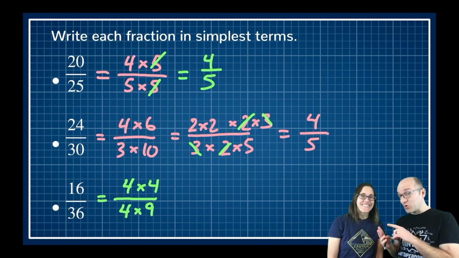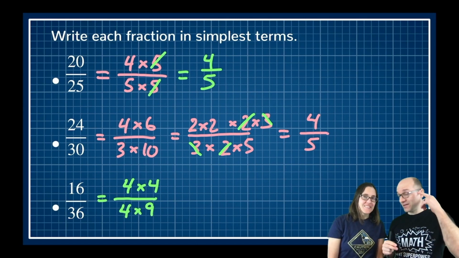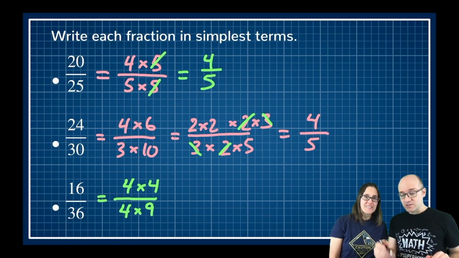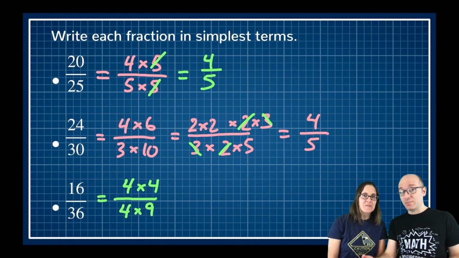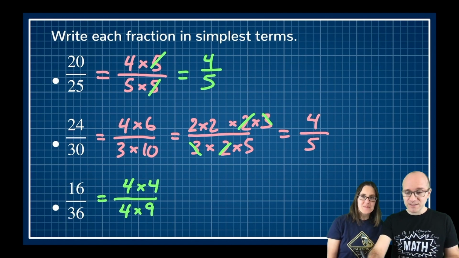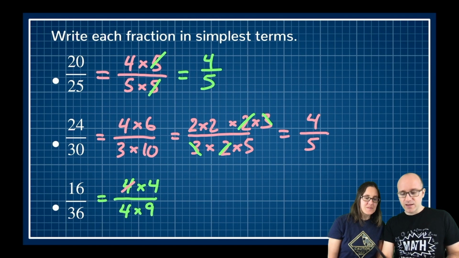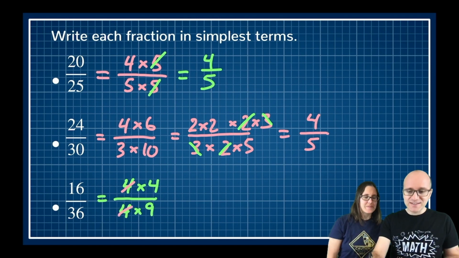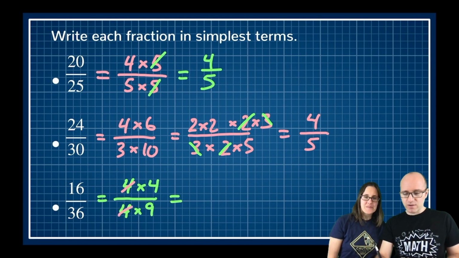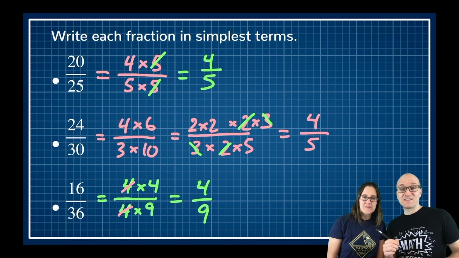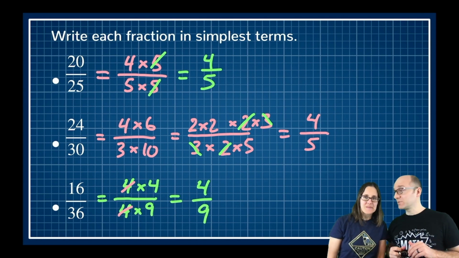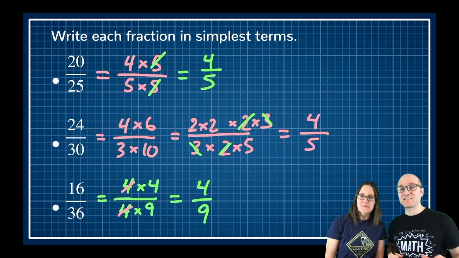So with that choice, you thought about it a bit. You got the right factor pairs so that we have a common factor on top and bottom. The 4 shows up in both places. So we can cancel out the 4s, and that will leave us with 4/9. So those are the simplest terms for each of those fractions. Very nice.